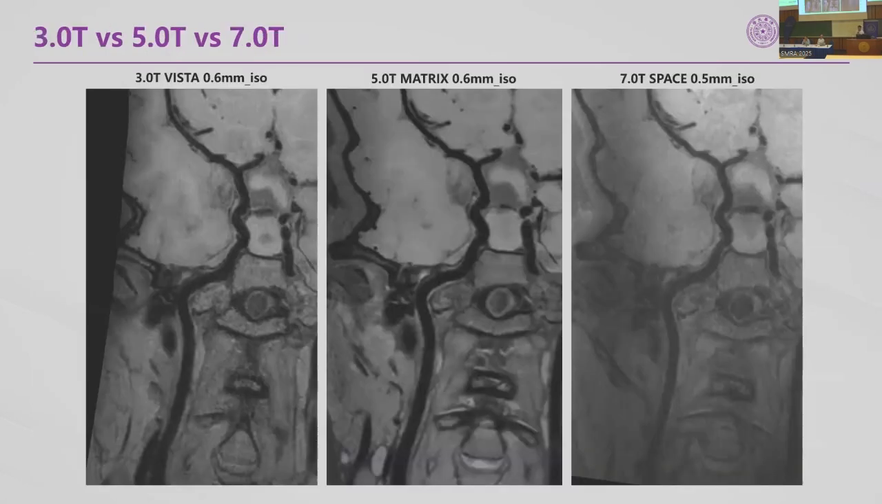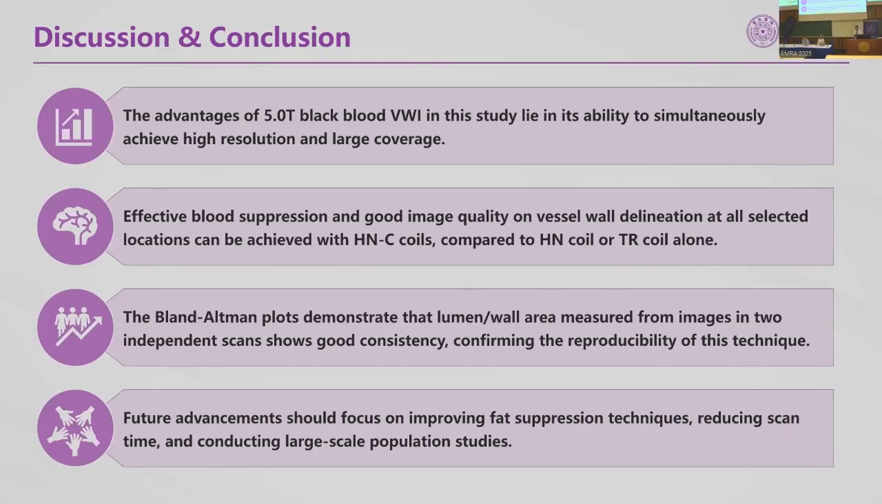Finally, we conducted a comparison among different field strengths. Here are the large-coverage vessel wall images of the same healthy volunteer acquired at 3T, 5T, and 7T. We can clearly see that the 5T images not only have a clear vessel boundary, but also a higher signal-to-noise ratio over the entire image. In conclusion, the 5T black blood vessel imaging in this study can simultaneously achieve high resolution and large coverage, which is difficult to achieve using 3T or 7T alone.